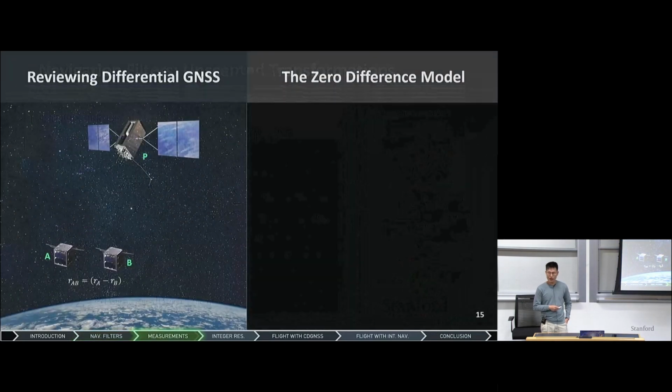All right, do we have any more questions about Kalman filtering in general? It doesn't have to be specific, it could just be general questions as well. If not, let's talk about differential GNSS.